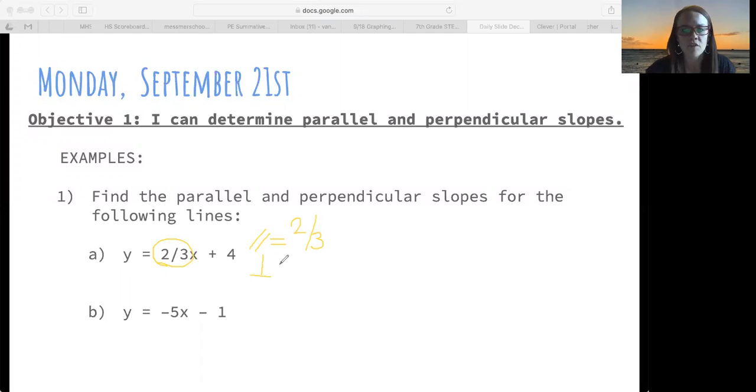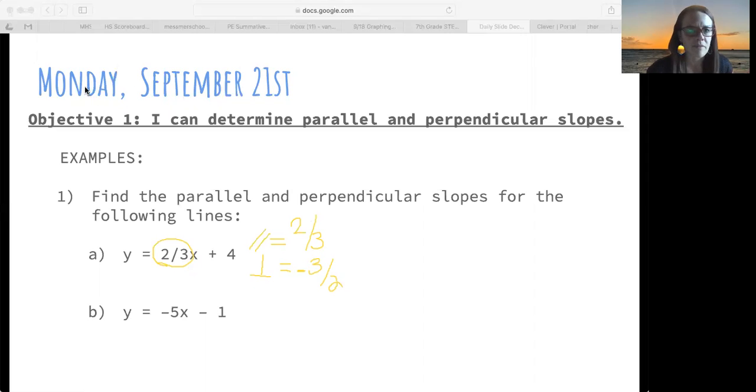That's the symbol geometrically for perpendicular. Perpendicular, we would want to flip it. So we would want to reverse the fraction into 3/2. And then because it was positive, we want to make it negative. So that would be the perpendicular slope for 2/3. So that's all I'm asking you, and that's all I'm looking for right here. Then the second one, this time we have a slope of -5.